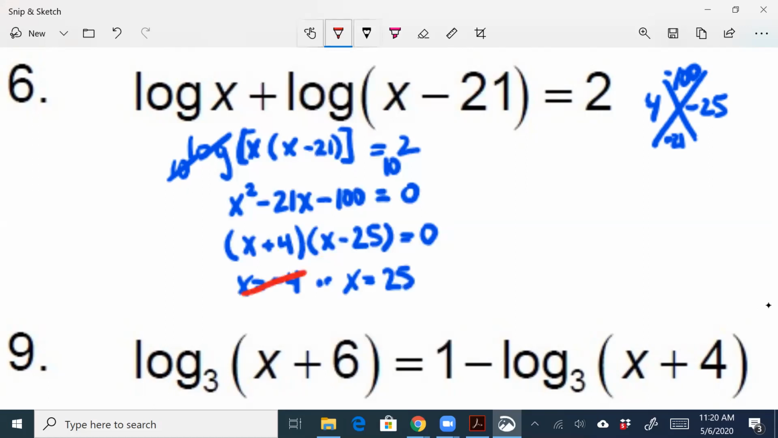And then x equals 25. If I take the log of 25 plus the log of 25 minus 21, which would be 4. And so that then alone would be our solution.